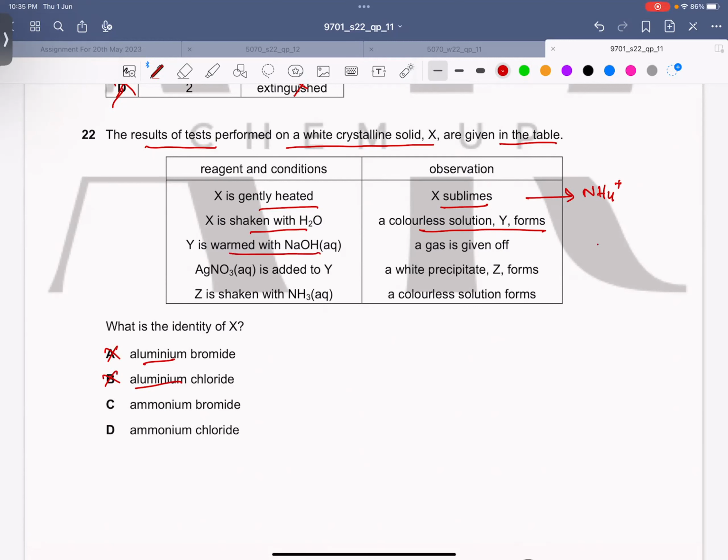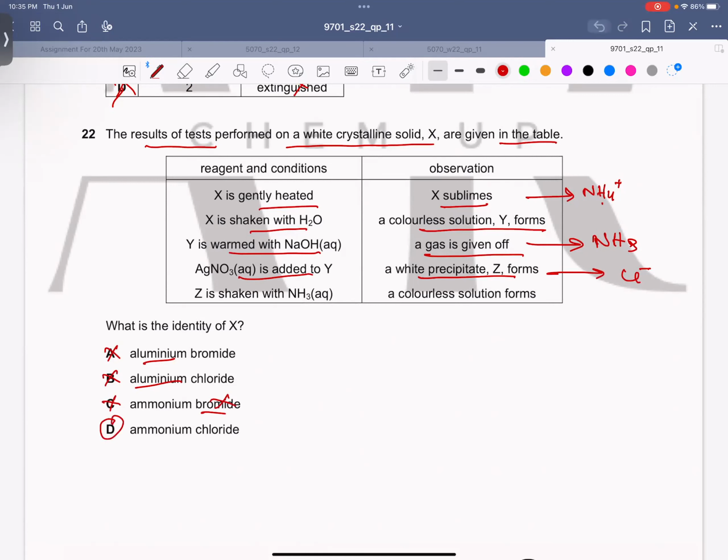Y is mixed with NaOH, a gas is given off. So that gas would be ammonia, which also reconfirms the ammonium that we decided earlier. Silver nitrate is added, a white precipitate of Z is formed, which means that there is a chloride. So out of these two, bromide goes wrong. And our correct answer is D. Is this clear?